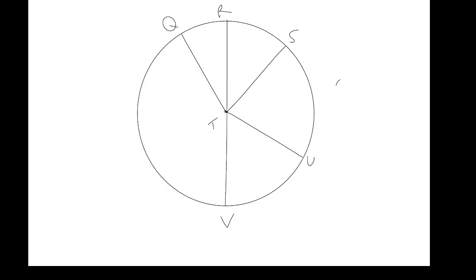Okay, so here's what we're given: this is circle T, and RV is a diameter. So yes, it does go through the center. All the rest are going to be points on the circle, Q, S, and U, which are going to connect to the point at the center, T, which make them all radii. So we're going to find the measure of angle RTS given the following. You guys ready?